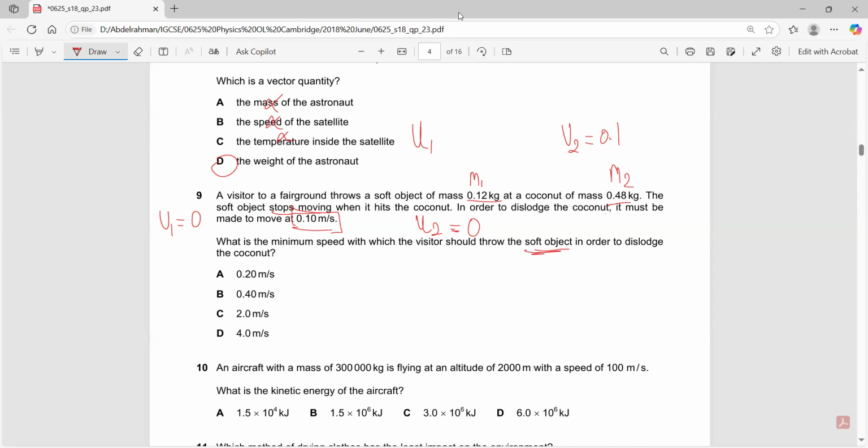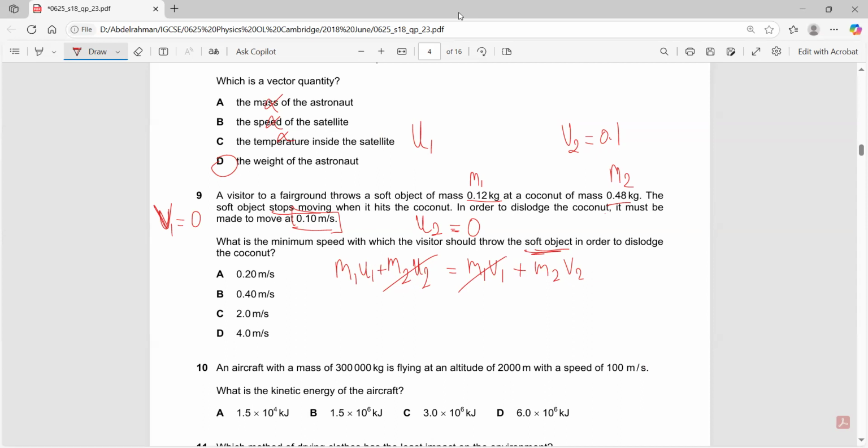U1, the soft object. So let's write down the equation M1 U1 plus M2 U2 is equal to M1 V1 plus M2 V2. U2 was equal to 0, so I'll cancel out this one. And V1 was equal to 0, right? V1 was equal to 0. Why? Because it stops moving when it hits the coconut. So just cancel out this one.